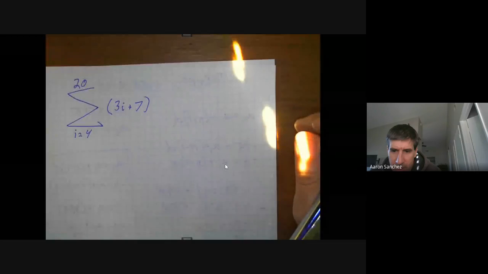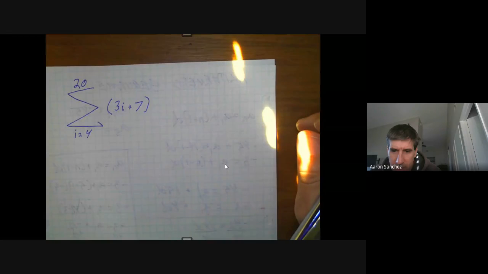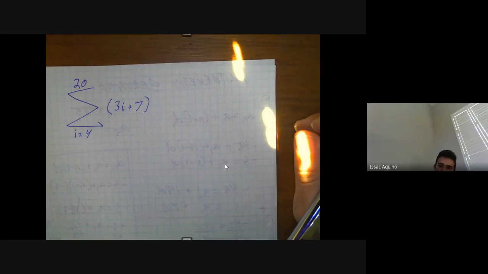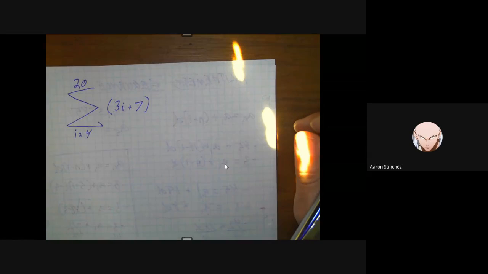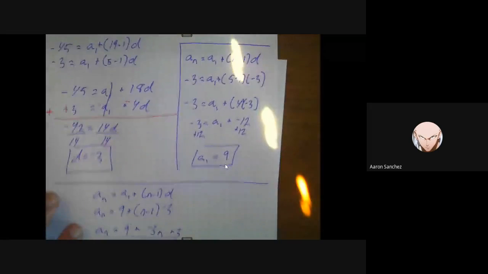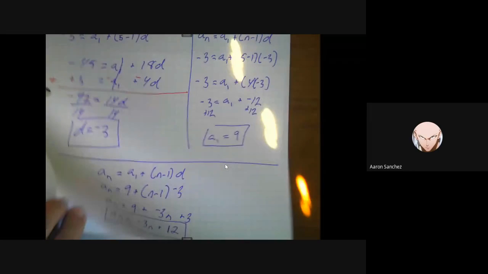Isaac, is it arithmetic or geometric? Let me guess arithmetic. Yeah, very good. Because remember, it's a_1 plus n minus 1 times d, but then we simplify it like our last problem that we did here, right? We want it ultimately to look linear, like that.